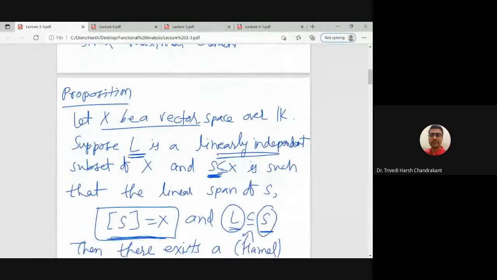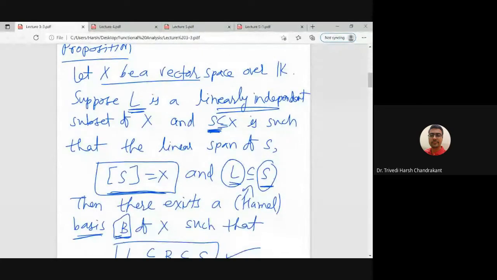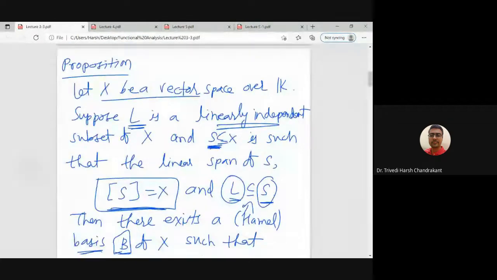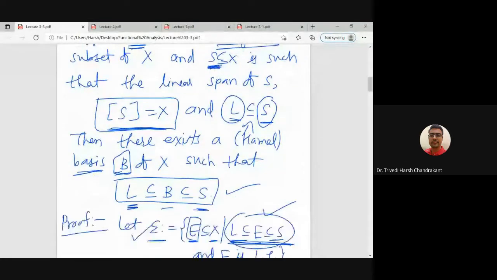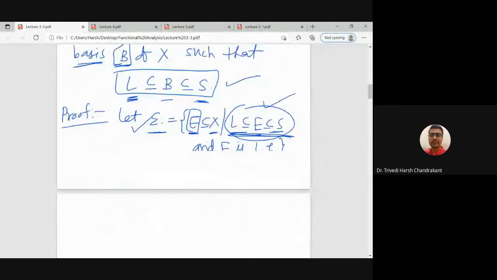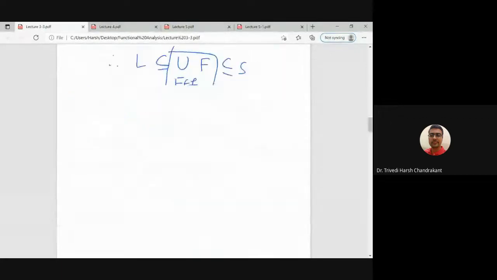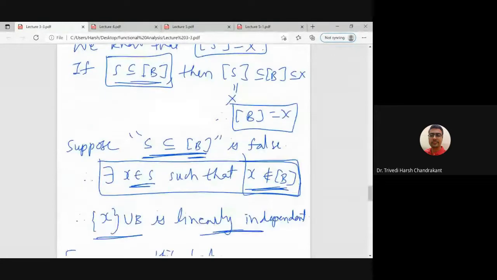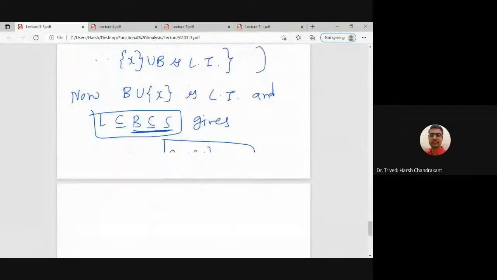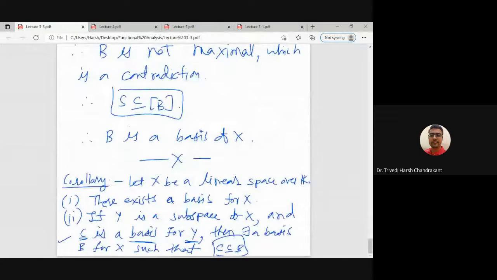So using this result, we proved a proposition in terms of L and S, where L is the linearly independent set, which is a subset of a spanning set S. And we found a basis in between L and S. So one application we have seen of this proposition, that is every non-zero vector space has a basis.